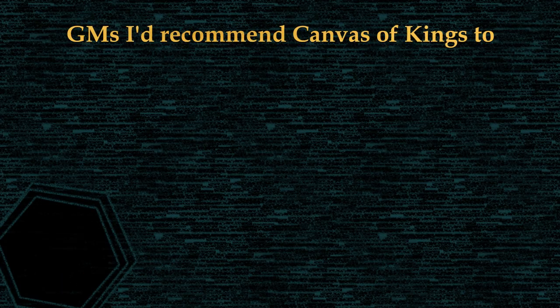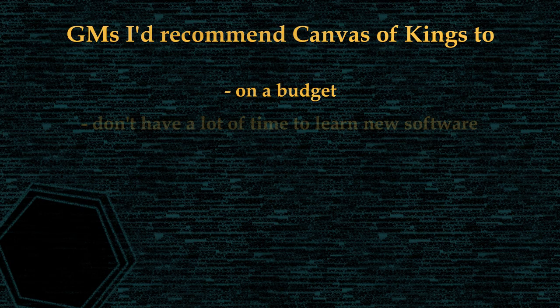I'd like to quickly go over what kind of game master I'd recommend each of these programs to. Let's start with Canvas of Kings. I'm definitely going to recommend this one over Dungeon Alchemist if you're on a budget. At the time of recording, the price is $18.99 on Steam, compared to $44.99 for Dungeon Alchemist. I'm definitely going to recommend this to the busy GM.